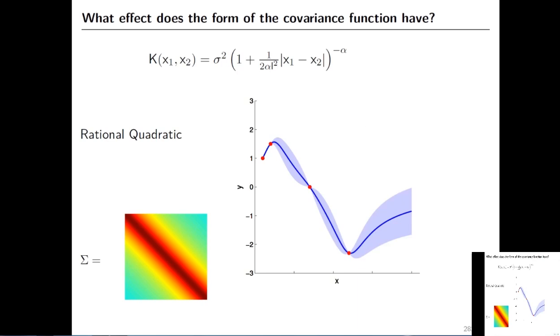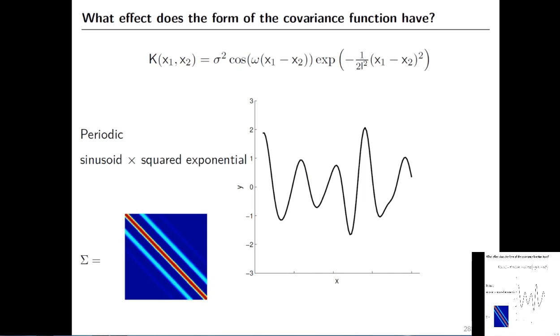Here's an even more esoteric one, or interesting one maybe. So this one here is formed by taking a cosine and multiplying the cosine together with one of our favorite Gaussian functions at the top.